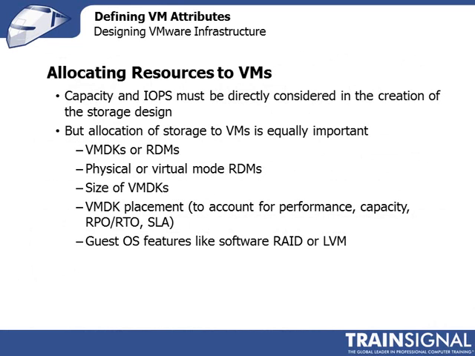So I will refer you to the lessons on a logical storage design and a physical storage design to see how those factors play in there. But how you go about allocating both capacity and IOPS to VMs is equally important. For example, are you going to use VMDKs or are you going to use RDMs? As I mentioned earlier in this lesson, the use of RDMs requires a block storage protocol, so you cannot use NFS. That is obviously a key driver in the overall storage design.